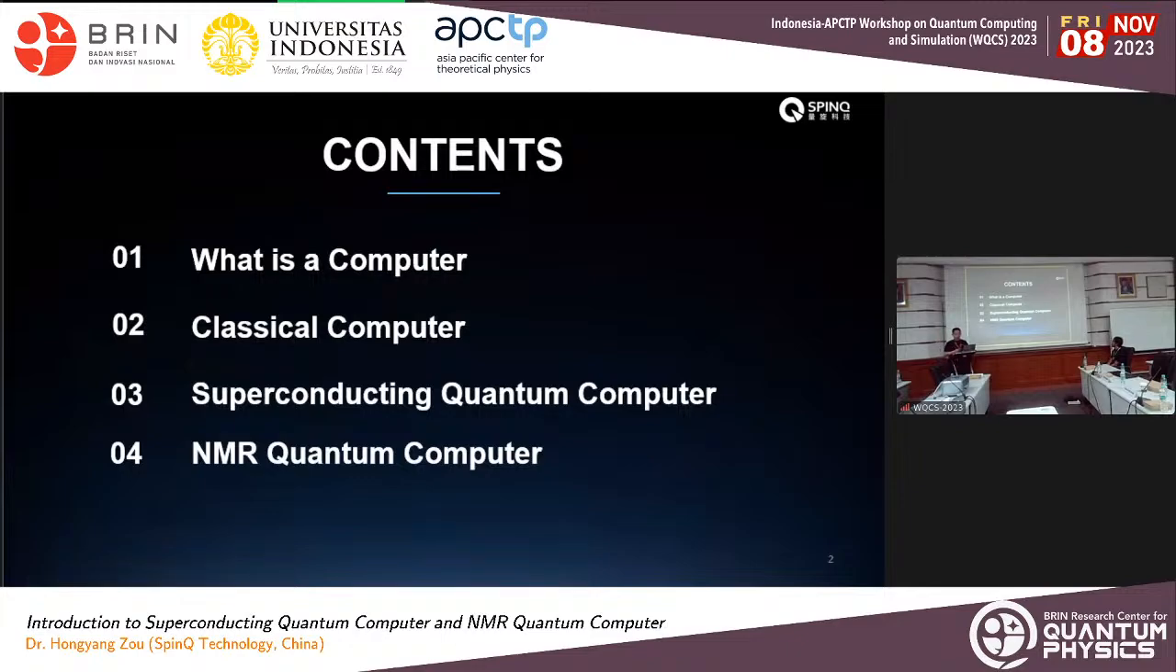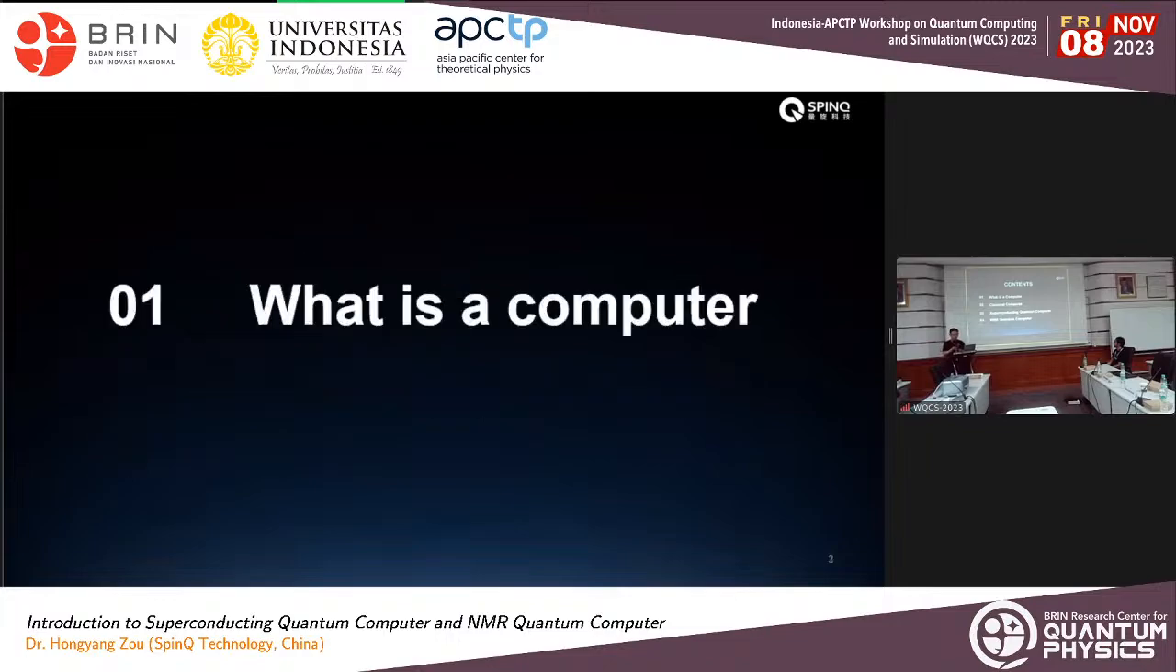So what are we going to talk about today? In today's discussion, we will start by addressing two fundamental questions. What defines a computer? And what characterizes a classical computer? And after establishing these fundamental topics, we will delve into the concept of quantum computing. This will include overviews of the superconducting quantum computer and the NMR quantum computer. We will focus on the hardware aspect and the operation methodology. Then we will engage in an in-depth analysis of the comparison between the classical and quantum computer.